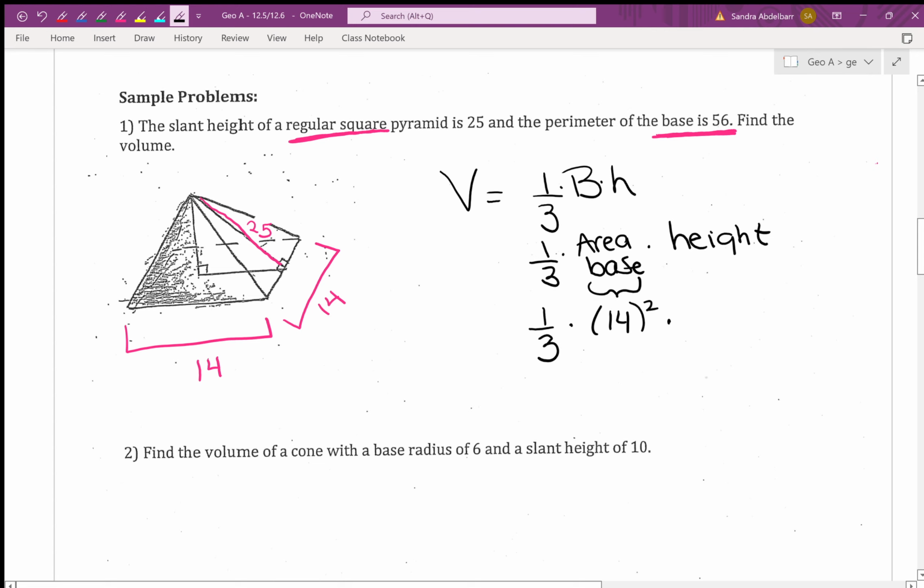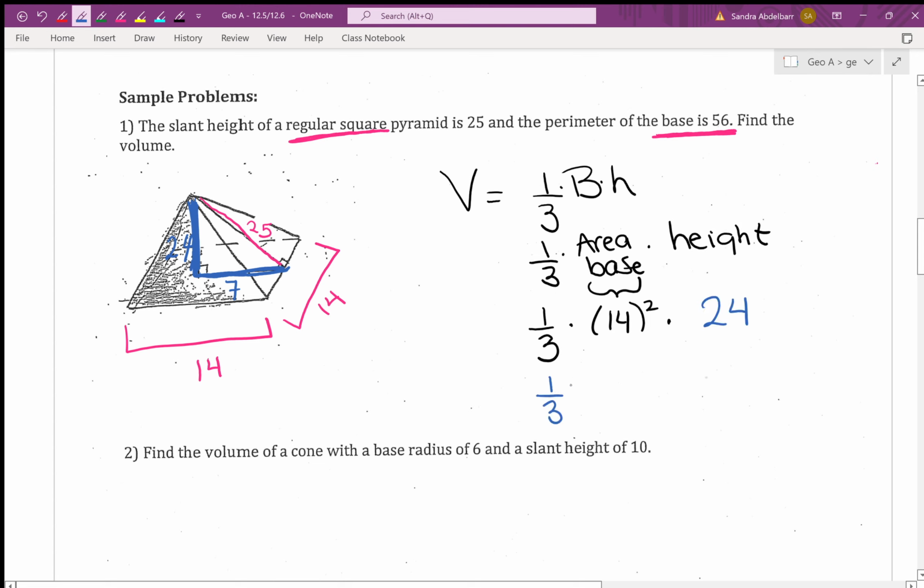And now we need the height of the whole pyramid. Well, the height of the whole pyramid is the altitude right here, which we do not have. We need to figure it out. Remember, the altitude connects to the center of the base. So from the center to the edge is half the distance. If the total distance is 14, from the center to the edge has to be 7. This is a triple. 7, something, 25. 24. So the height of the whole pyramid is 24.